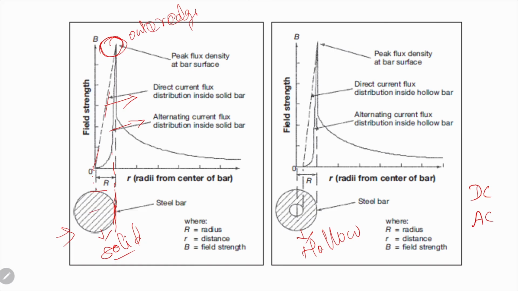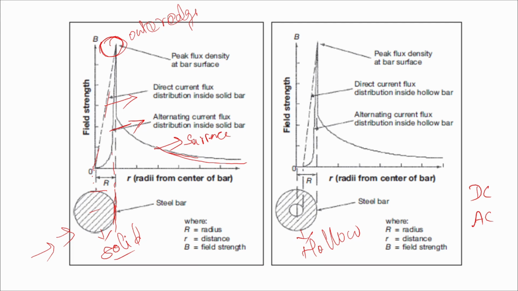And AC flux is concentrated only on the surface, that is the skin effect. Flux strength drops very quickly as you move inward. So AC is highly sensitive for surface cracks but weak for subsurface discontinuities. This is the solid steel bar. The next one is the hollow bar.